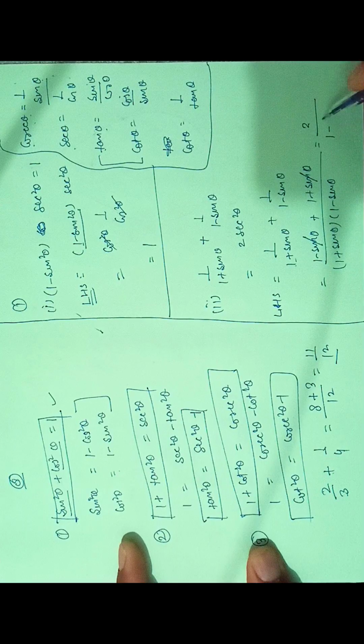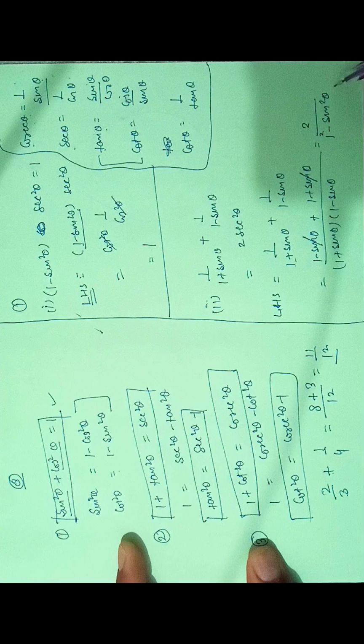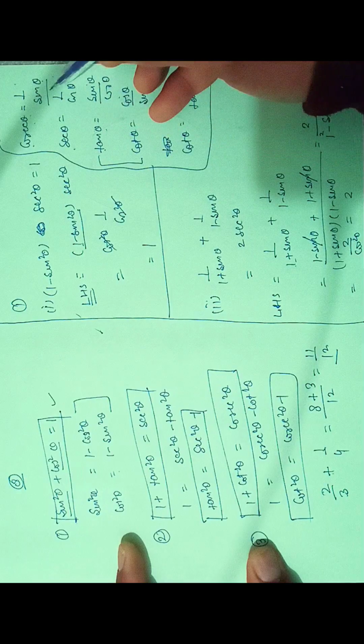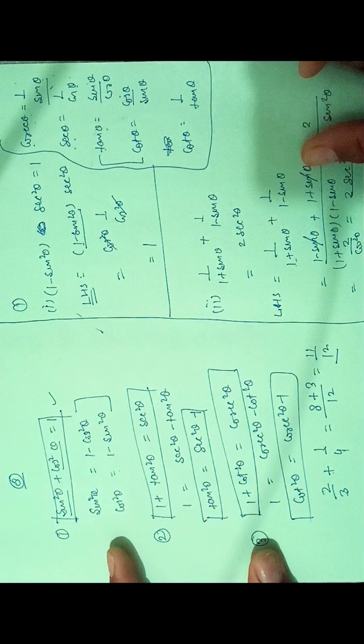So here it will be 1 minus sin square theta, 1 square minus sin square, 1 square is 1, and 1 minus sin square is cos square. So it will be 2 upon cos square theta, and 1 upon cos square theta, we can use 1 upon cos theta as sec theta, so it will be 2 sec square theta. So it was our second question. Let's move to the next example.